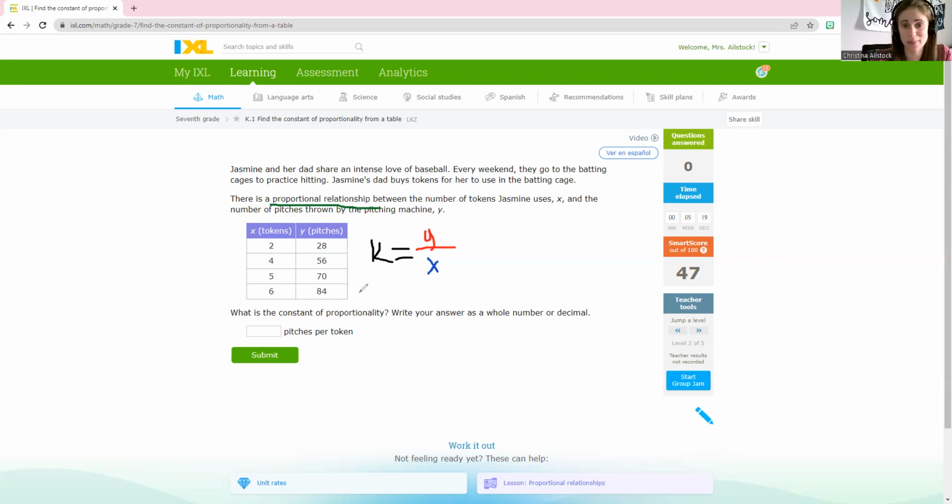So if I just use the first line in my table again, creature of habit, that's typically what I do, we have our y value, which would be 28 pitches, and we are going to divide that by our x value of 2 tokens. So what is 28 divided by 2? That would be 14. And that is a whole number, so we don't need to do anything else, meaning Jasmine is going to get 14 pitches for every token that is put into the pitching machine.